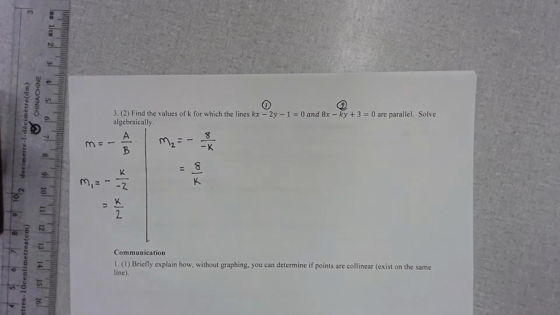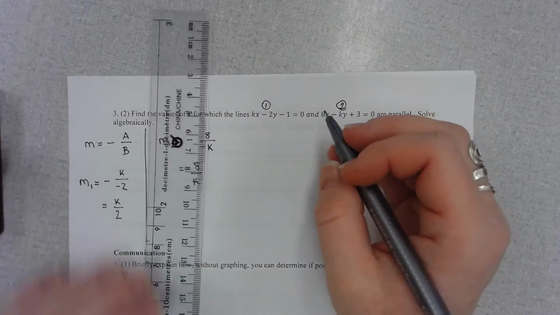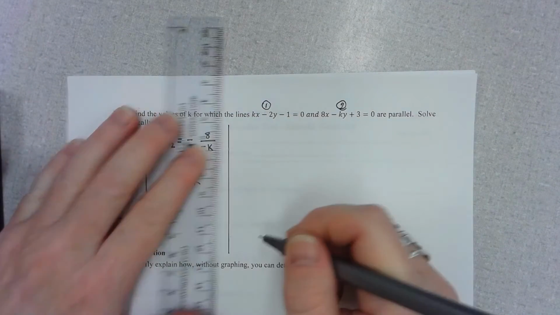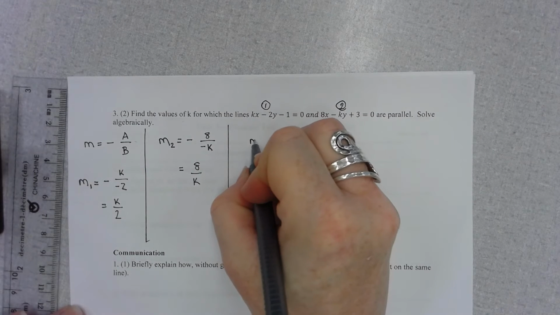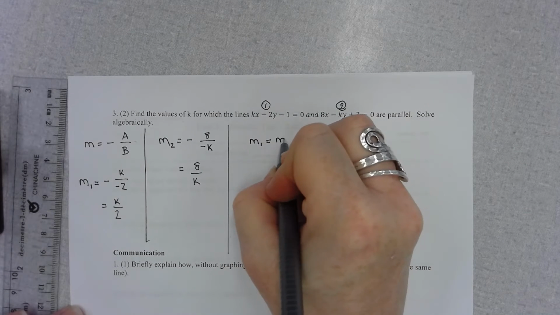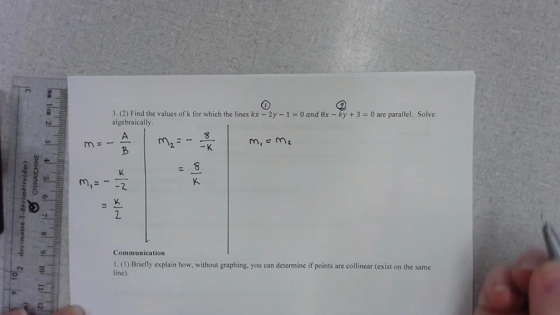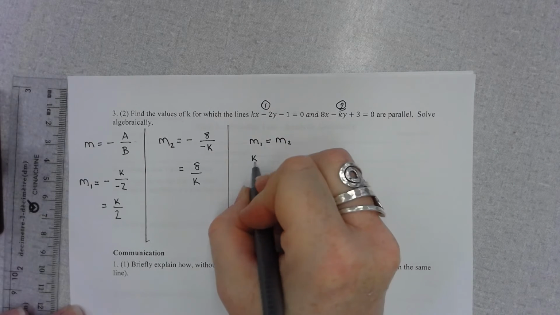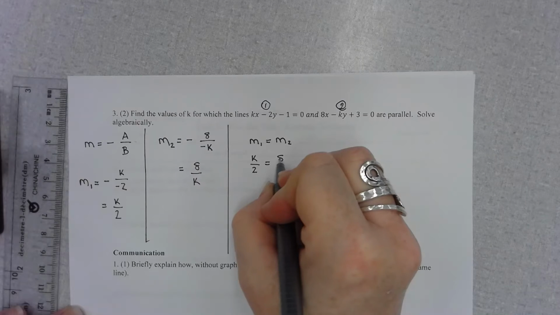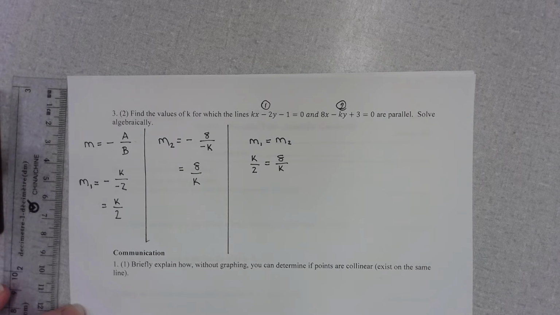All right, so our next step then is to set them equal to each other. So I'm going to set m1 equal to m2, or the slope of line 1 equal to the slope of line 2. So I have k over 2 equals 8 over k. Well, now it just becomes a simple solving question. If I want to solve it, remember I can either multiply by a common denominator, or as I move things across the equal sign, I can just do the opposite operation.